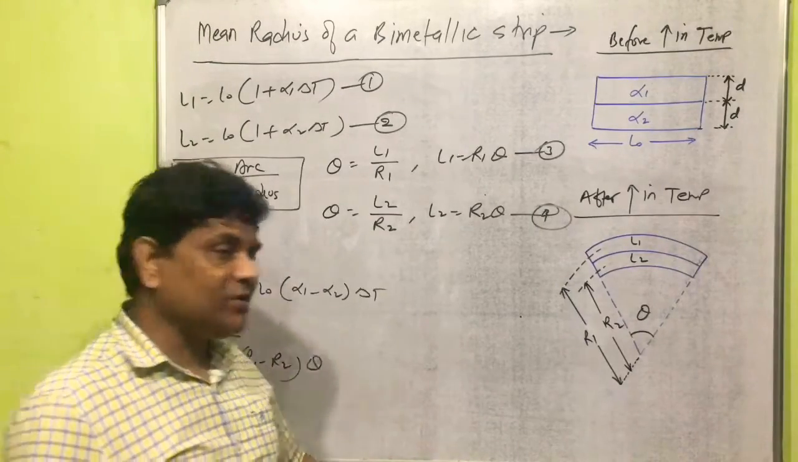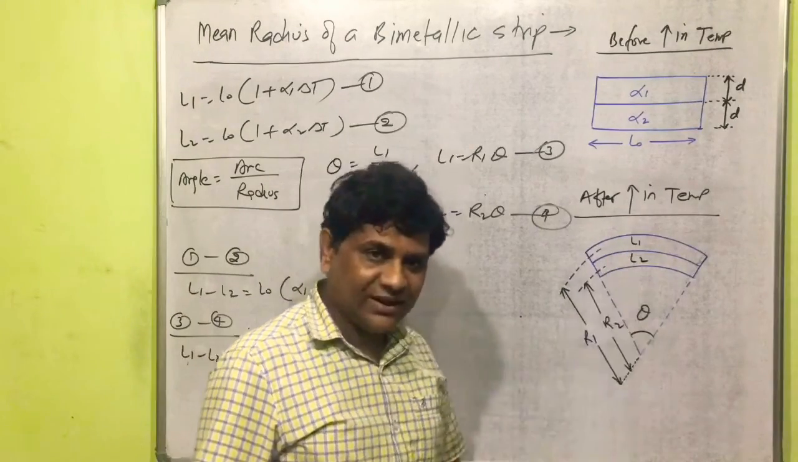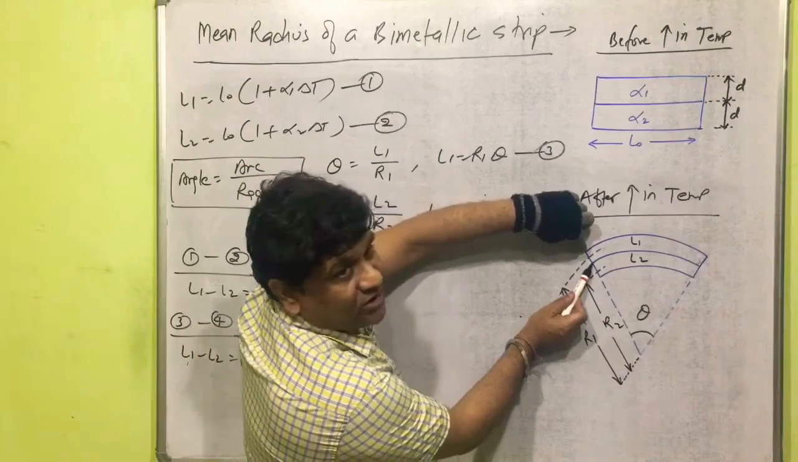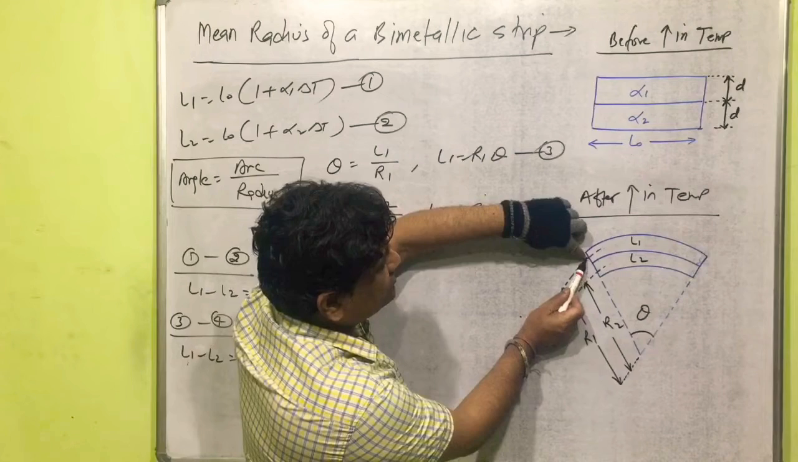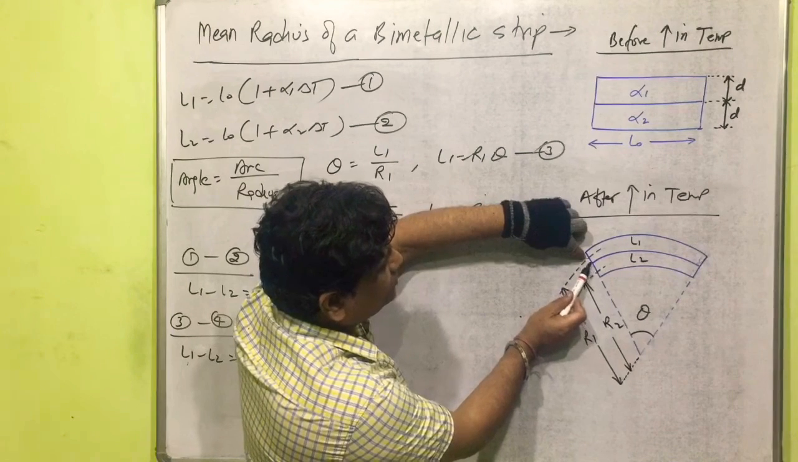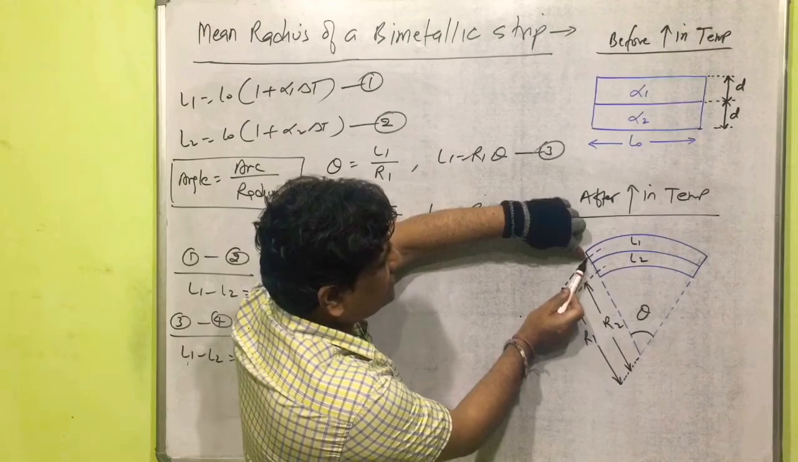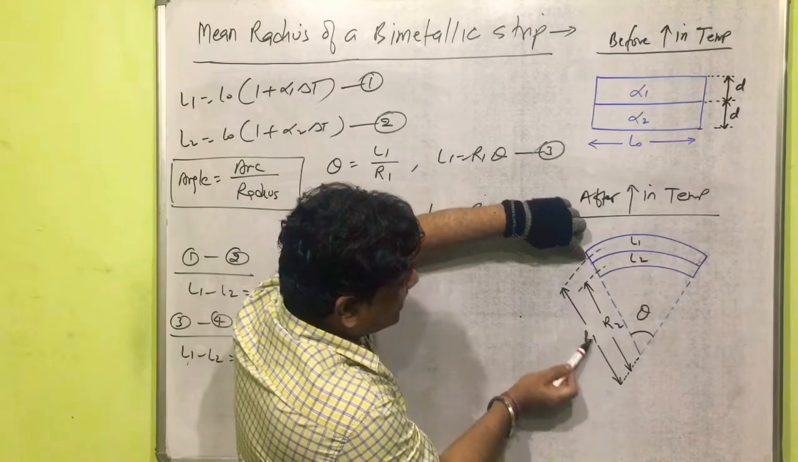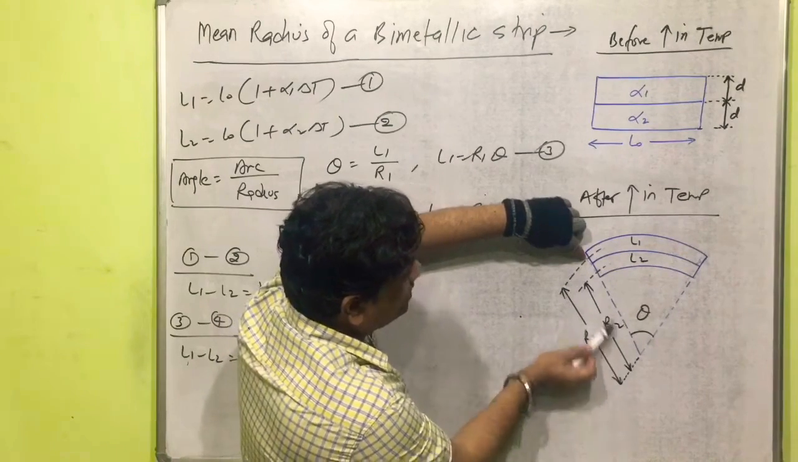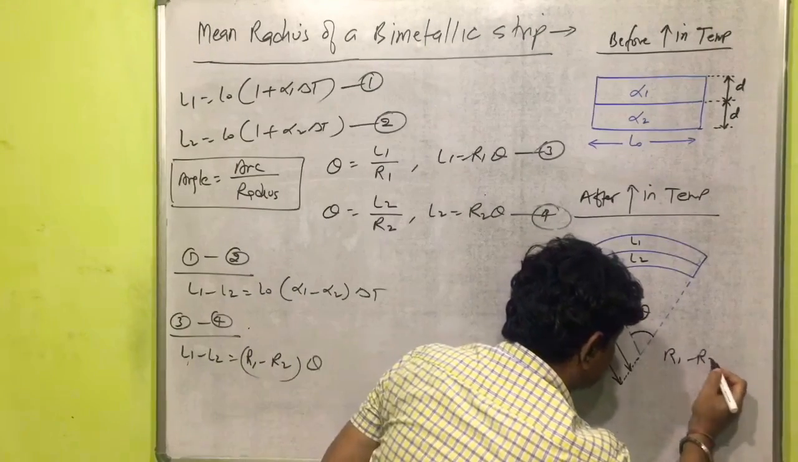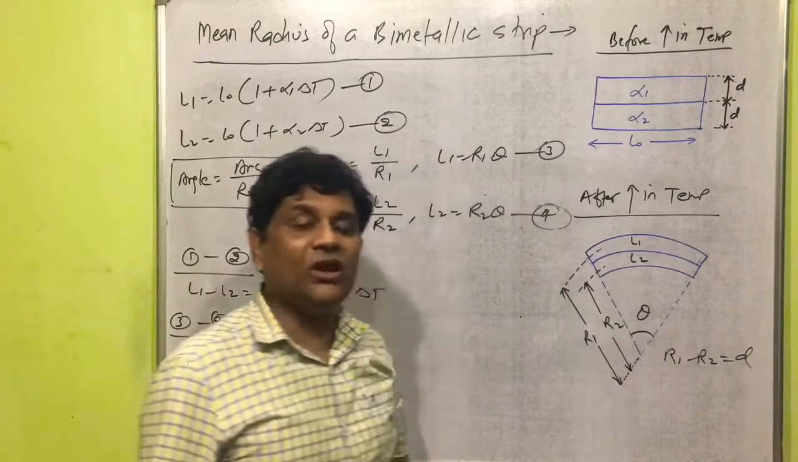The value of R1 minus R2 we can find from this diagram here. If this thickness is small d, this will be d by 2, and this is also d by 2. So the total thickness is d. So the value of R1 minus R2 is equal to small d.